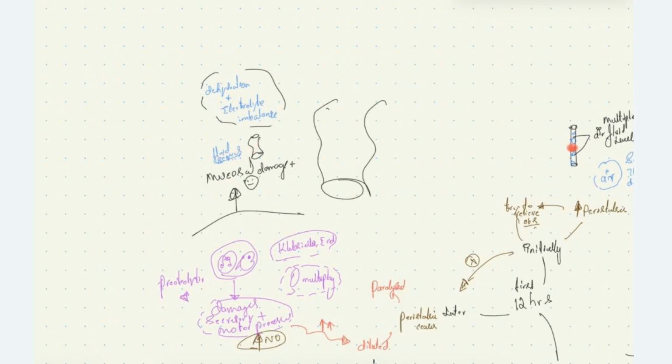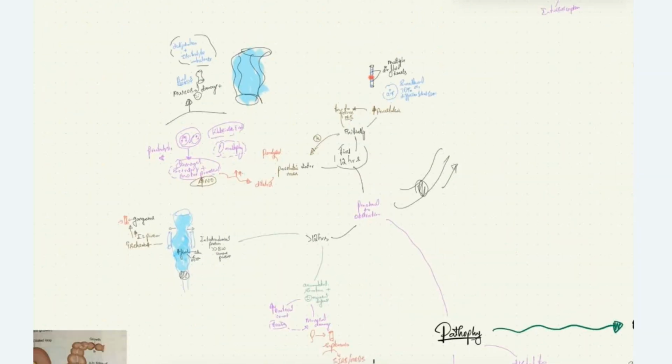Fluid sequestration inside the dilated, paralyzed bowel causes dehydration and electrolyte abnormality. This is seen in the first 12 hours.